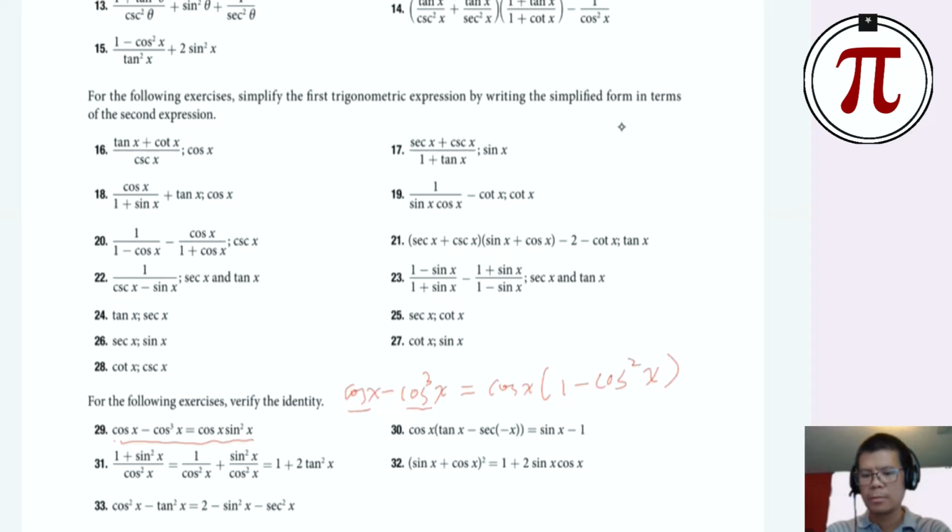How did you get the one? I looked at the back of the book and I found the one. Well, you see, you have cosine x, and cosine x equals cosine x times one. Okay, I see what you did. So it is cosine x times one minus cosine x times cosine squared x, which is cosine x times one minus cosine squared x. So that is what we have: cosine x sine squared x.